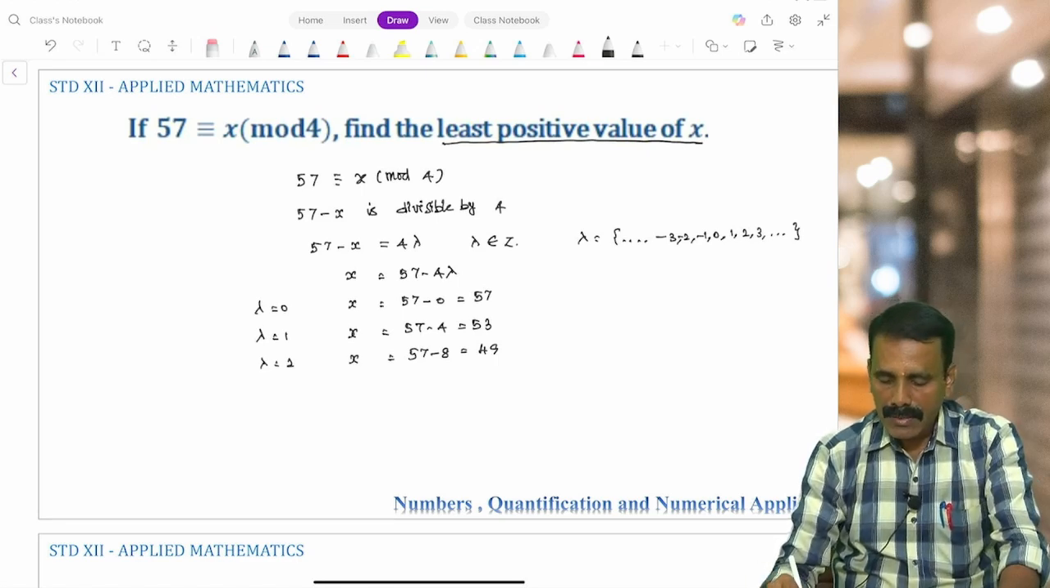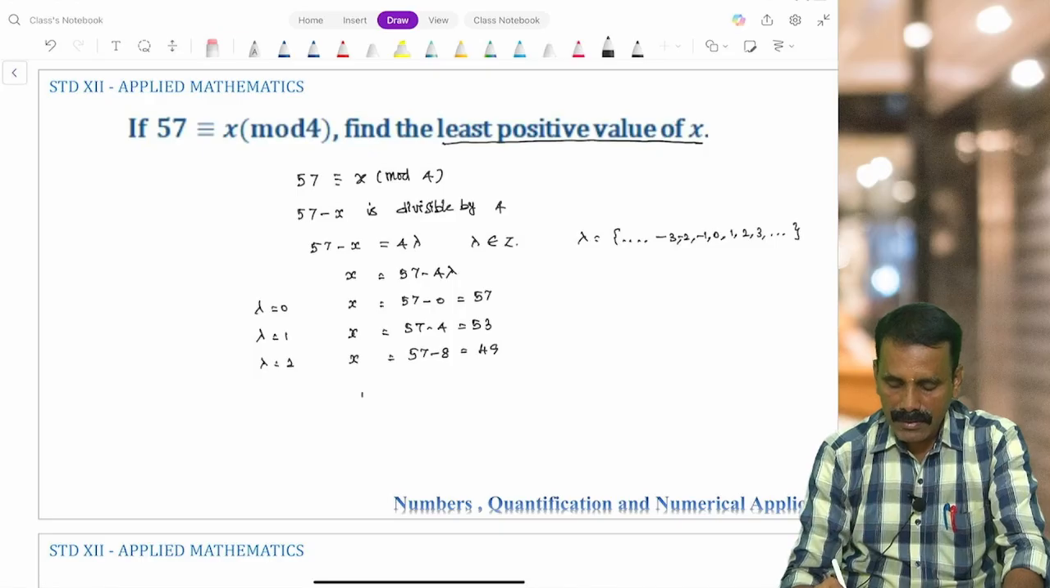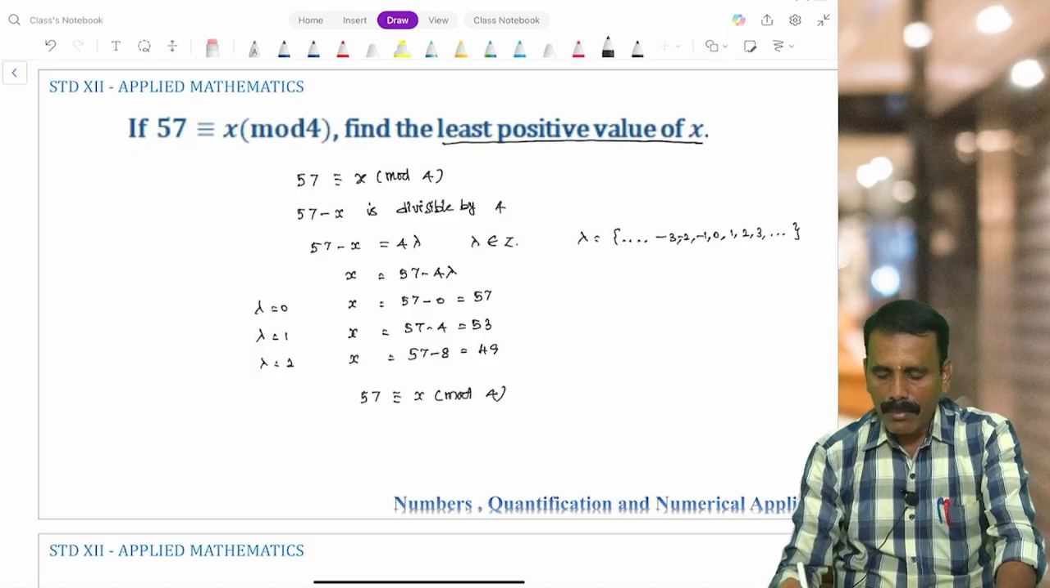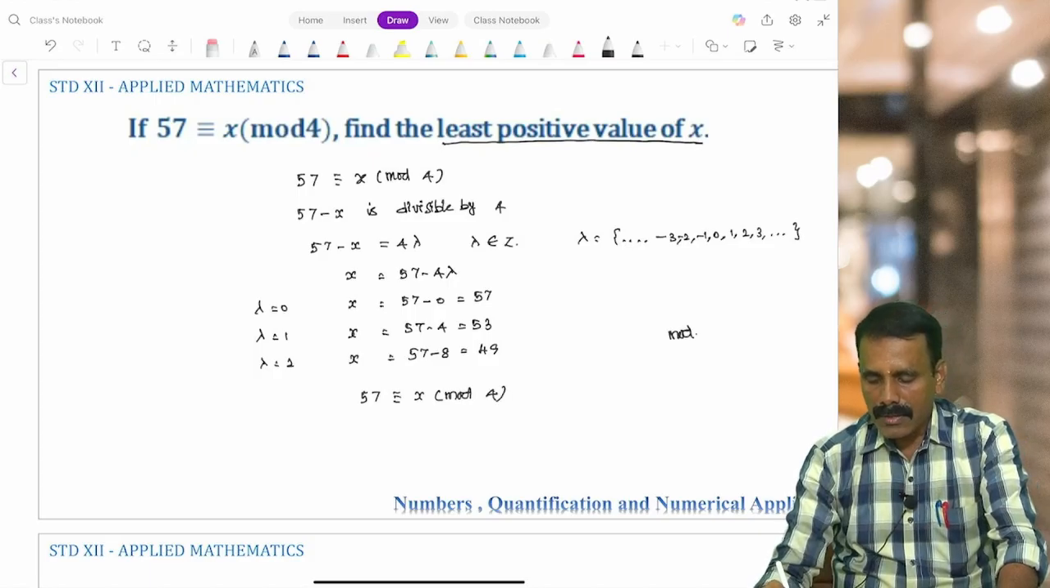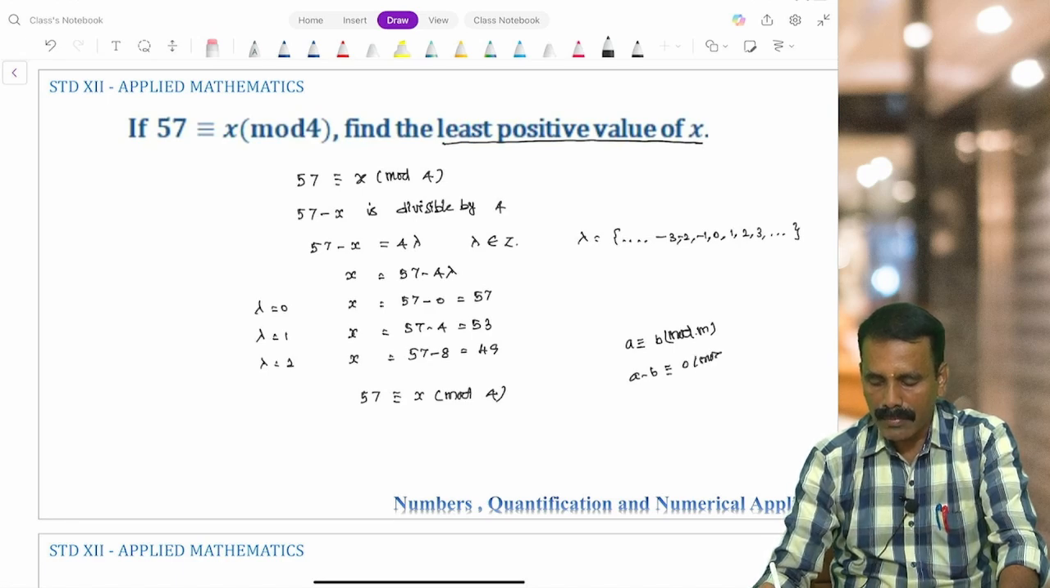So in such a case, because it is a congruence class, 57 is congruent to x mod 4. By the mod concept, A is congruent to B mod M means A minus B is congruent to 0 mod M, or in other words, M is a divisor of A minus B.